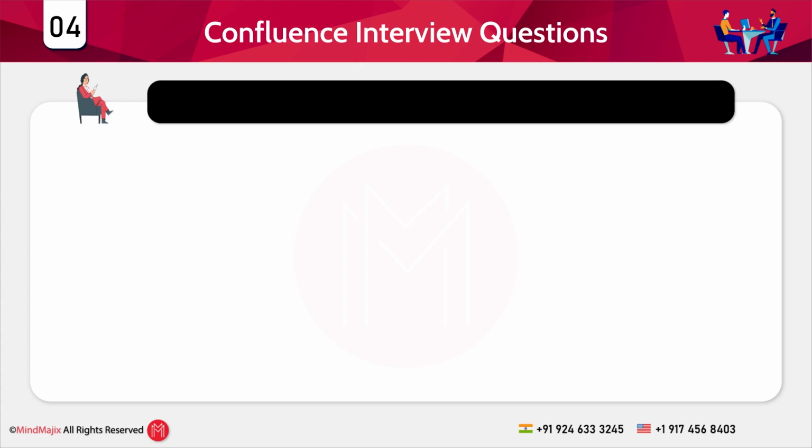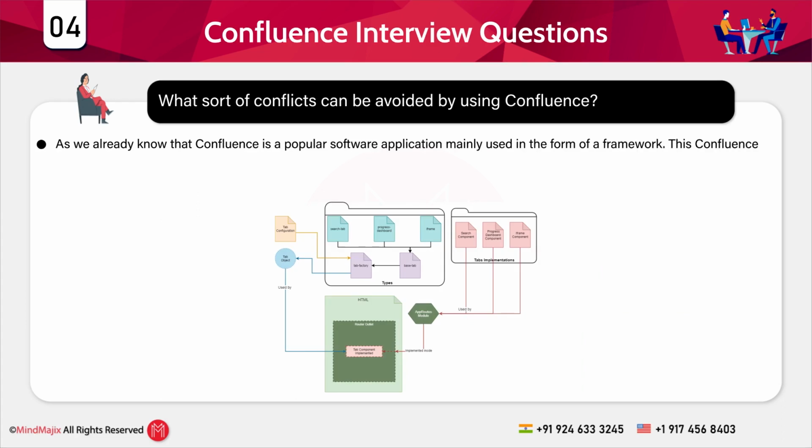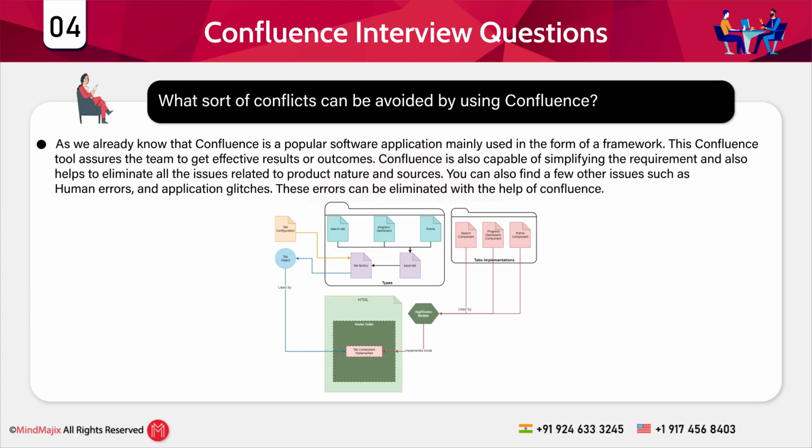Now coming back to the fourth question, which is: what sort of conflict can be avoided by using Confluence? As we already know, Confluence is a popular software application mainly used in the form of a framework. The Confluence tool ensures the team gets effective results and outcomes. So that's the first conflict we can avoid. Confluence is capable of simplifying requirements and helps us eliminate all issues related to product nature and sources. So that is the first.